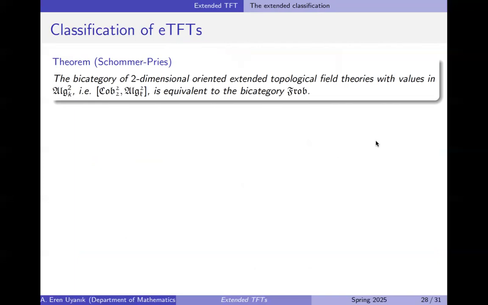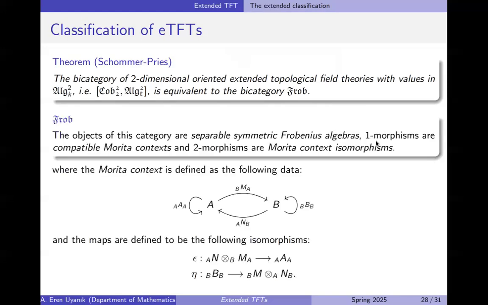Again, we have a classification theorem by Schommer-Pries. The bicategory of two-dimensional oriented extended topological field theories with values in the algebraic bicategory of K algebras is equivalent to the bicategory of Frobenius algebras, which we define now. In this Frob category, the objects are separable symmetric Frobenius algebras. I don't know what separable means, but we need that in the classification. Our morphisms between Frobenius algebras are compatible Morita contexts, and two morphisms are Morita context isomorphisms.